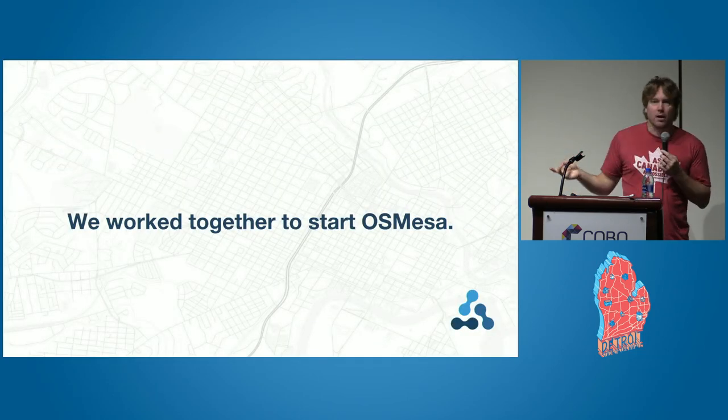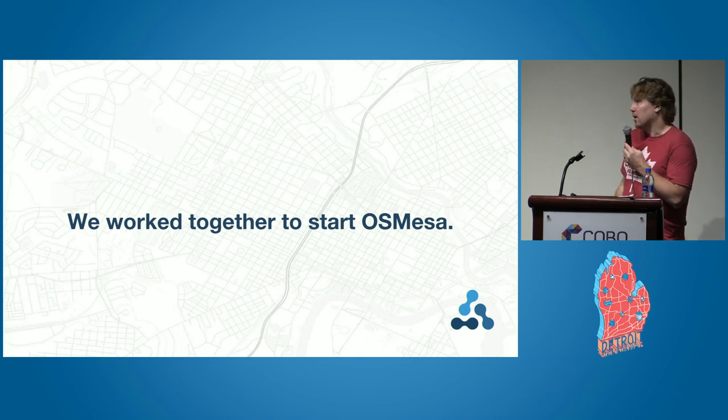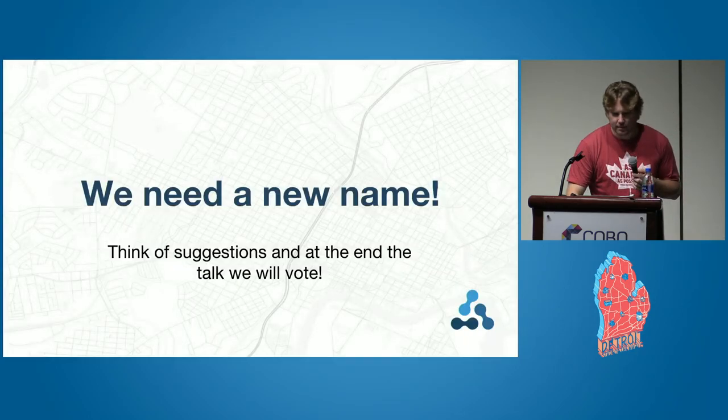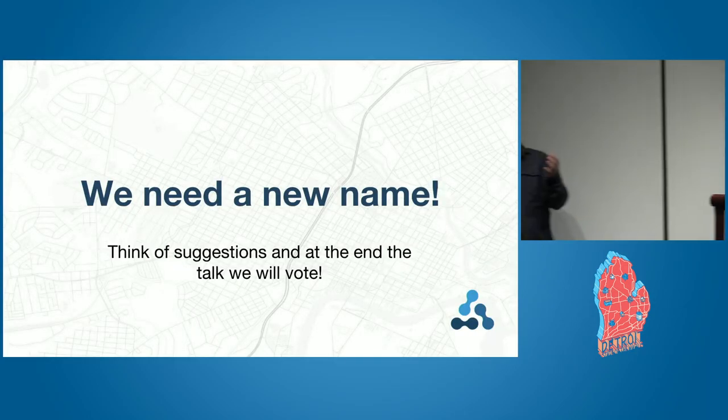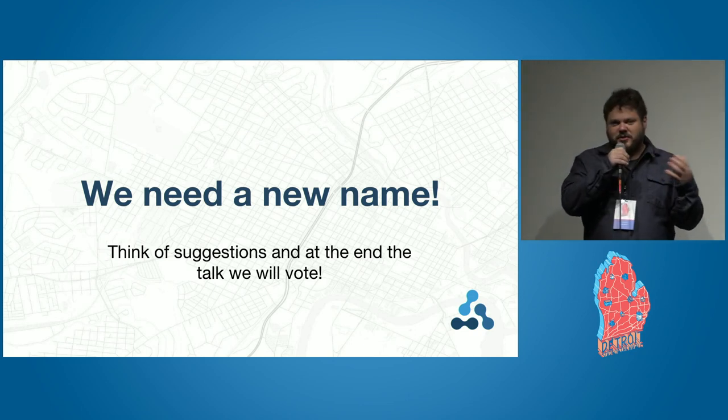We'd been collaborating on some stuff with OpenAerialMap, which is how I got my foot in the door on GeoTrellis and Spark. So we worked together to start this project called OSMesa. And it's called OSMesa because? GeoTrellis is a LocationTech project, hosted at the Eclipse Foundation. There's another big data geospatial project called GeoMesa.